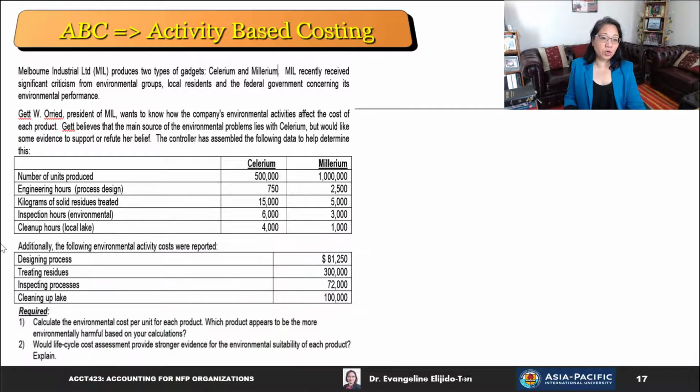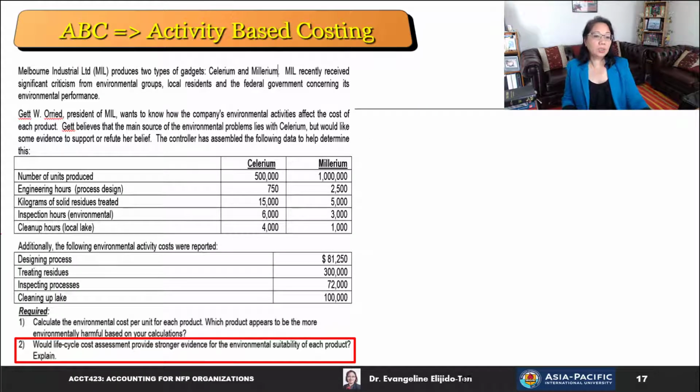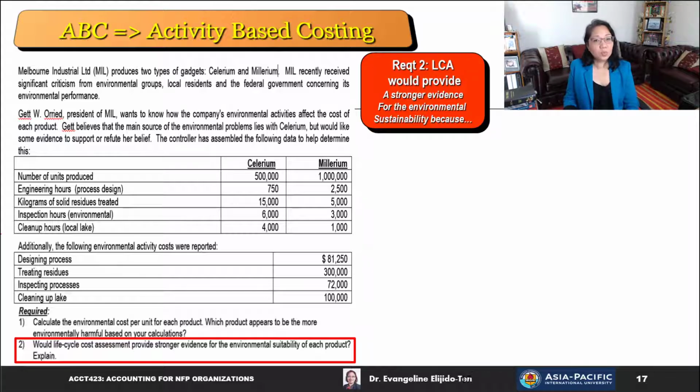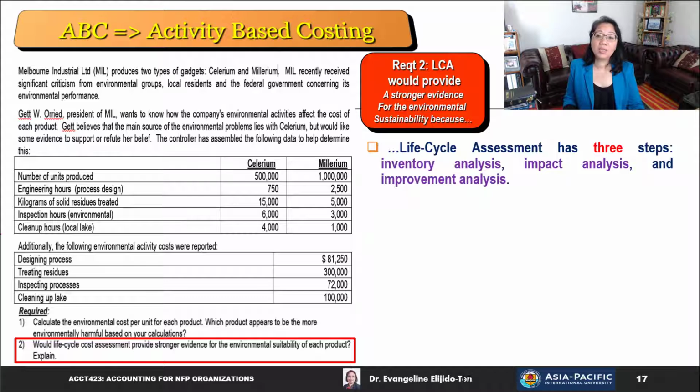Okay, let's move on to the next requirement. Would life cycle cost assessment provide stronger evidence for the environmental suitability of each product? And we are asked to explain. So the answer would lie on the discussions that we have done earlier. So you'll see that life cycle assessment would actually provide a stronger evidence for the environmental sustainability of the product because, for one thing, we recall that there are 3 steps in life cycle assessment: the inventory, impact, and improvement analysis, right?